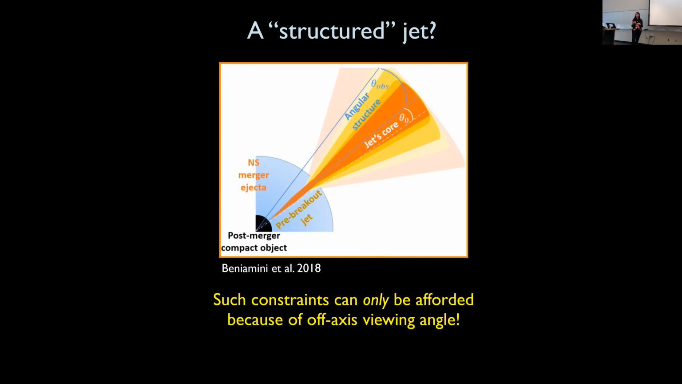And that's really exciting and interesting because we're actually able to understand the mechanisms and the interaction between the different outflows from neutron star mergers, and also how jets interact and are launched. But these constraints on this jet structure can only be afforded with this off-axis vantage point. And so LIGO is actually giving us a gift in terms of being able to see these off-axis.